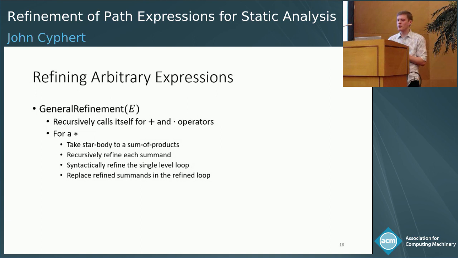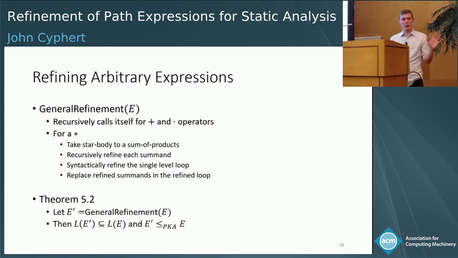Okay, so we can use that refinement procedure for a single loop to refine arbitrary regular expressions. The basic idea is we have this algorithm which will recursively call itself for the plus and dot operators. For the star, we recursively call the refinement procedure on each individual summand of that loop, then syntactically refine that single loop using the previous procedure, and then substitute our refined summands back into the resulting refined expression for the loop. The important detail is that we show that if you give an arbitrary regular expression to this procedure, you're going to reduce in terms of the language, and you're also going to reflect the order of the pre-Kleene algebra.